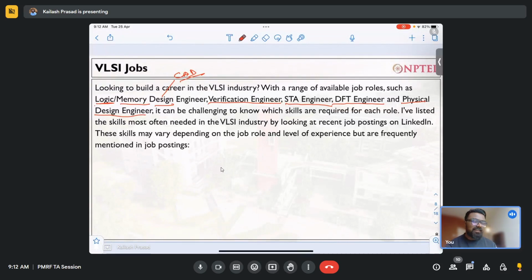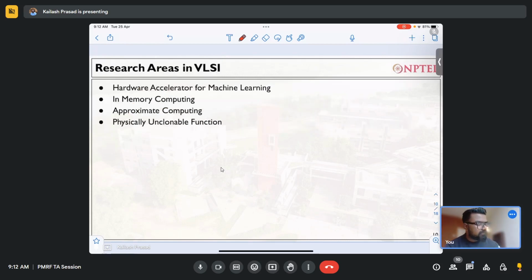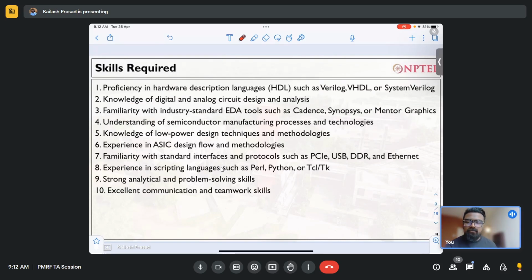Now the question is, what kind of skill set do you need? So what I have done is gone through these profiles on LinkedIn. You can also go on LinkedIn and just search for all of these profiles. You will find there are various jobs available. Now, what kind of skills should you have? I have listed down some of the common skills which are required across all of these jobs.